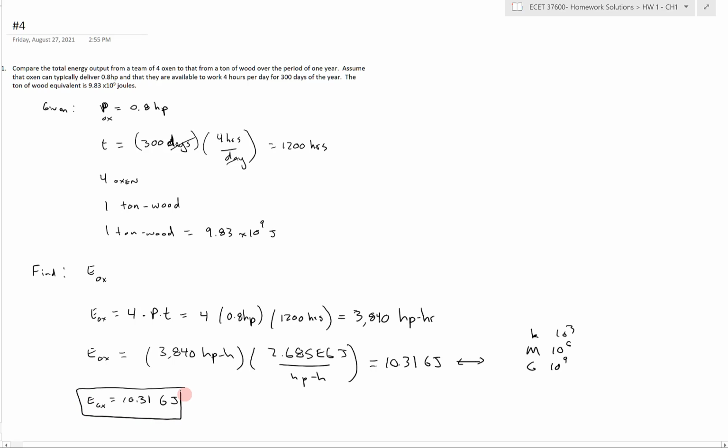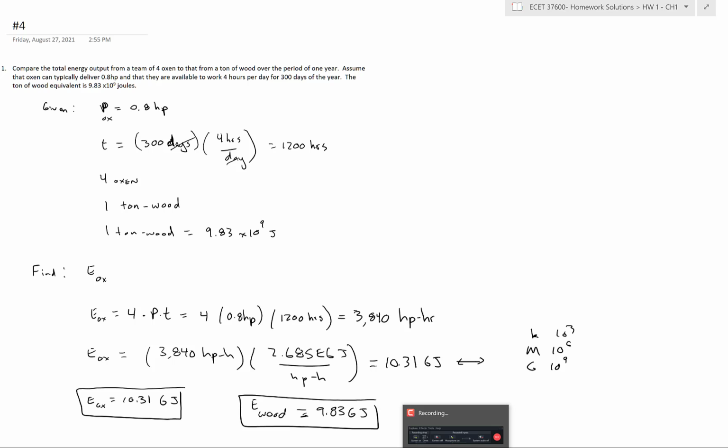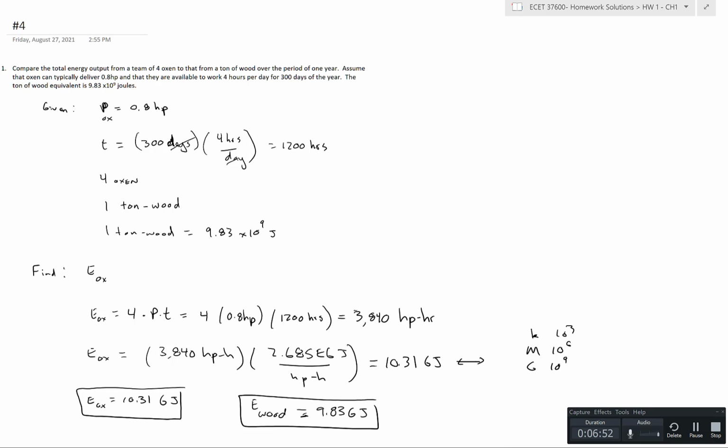And it was 1 ton of wood, and 1 ton of wood is E wood. We can see from up here we had 1 ton of wood. We were told that there's 9.83 times 10 to the 9th joules. Well, 10 to the 9th, hey, that's nice. That's a giga. So E wood is equal to 9.83 gigajoules. All right, so the oxen, just a hair more. 1 ton of wood is roughly equivalent to a team of oxen working over the course of a year. Would be handy if you were a settler in early America, perhaps.